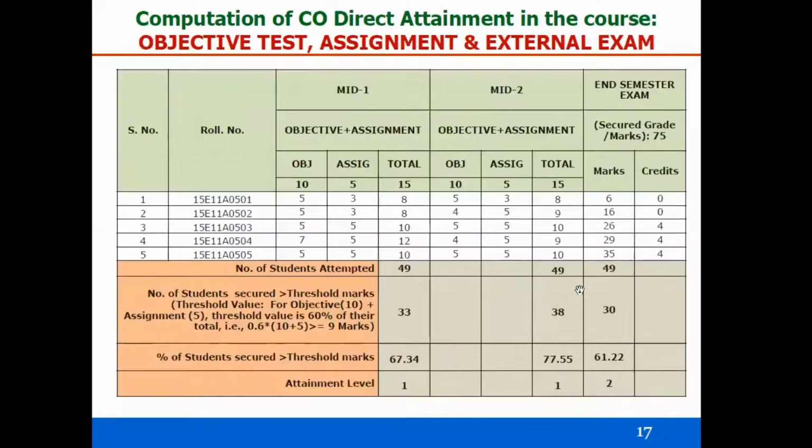Now in the end examination, suppose the marks are grade based. At that time, grades have equivalent grade point values. For example, F means 0, so here credits are 0. Wherever credits are 0, it means they failed in the end exam, so that we won't consider. Only pass students we have to consider. Based on that, this calculation will be done: 30 by 49, 61.2. So this is level 2.